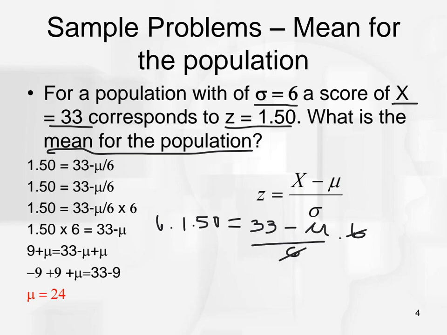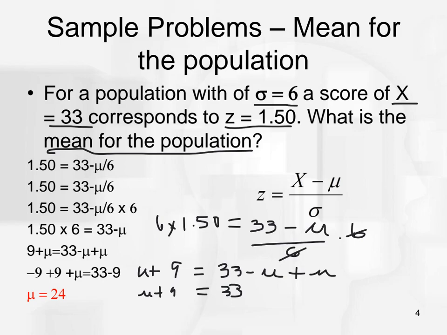Now what we have is 1.50, and that's going to be multiplied by 6. So that's going to give us essentially a 9. And then we have 9 equals 33 minus mu. Okay, so then what we need to do is get rid of this mu. So what we're going to do is add the mu to each side. And so now what we have is mu plus 9, and we have 33.